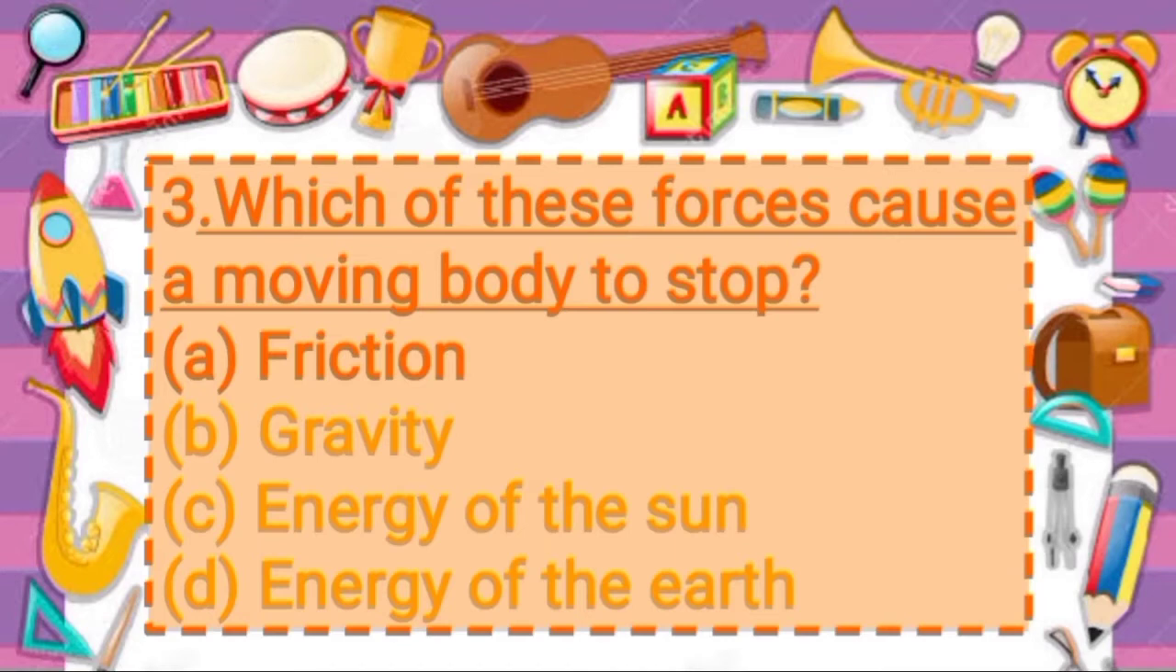So as you know, the force that is present when two objects are in contact with each other and oppose the motion of one object across another, and due to which it stops after moving a certain distance. So here the force which causes a moving body to stop is option A, friction.